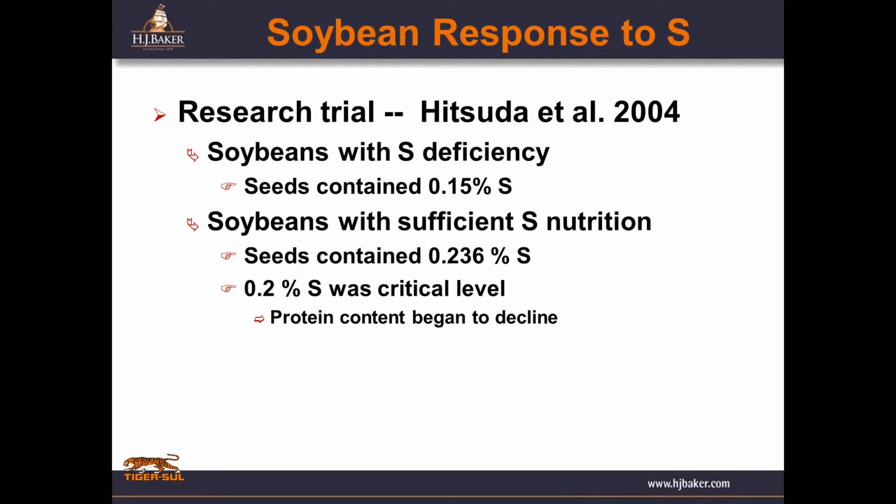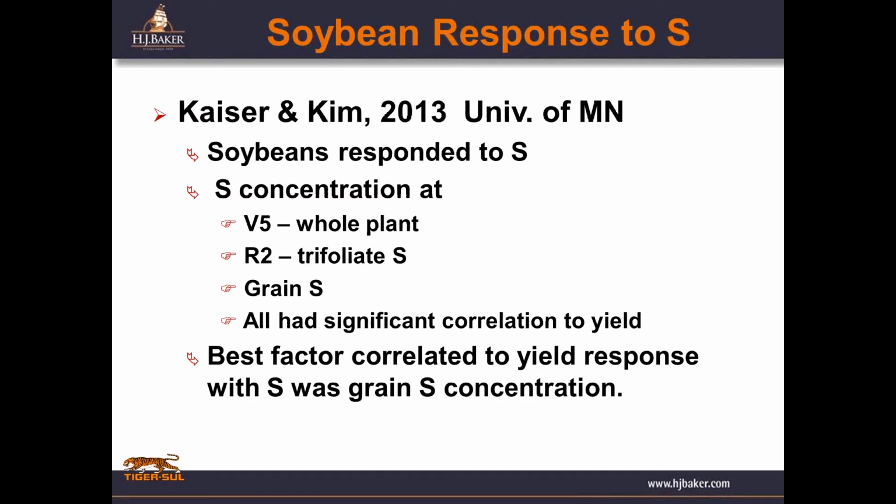Kaiser and Kim at the University of Minnesota in 2013 conducted some soybean research evaluating response to sulfur, and they concluded that the sulfur concentration at V5, using whole plants, and at R2, the trifoliate, the sulfur content, and the grain content of sulfur, all had a significant correlation to yield. They concluded that the best factor correlating yield to response with sulfur was actually the grain sulfur content. So here again, going back to using that sulfur content in the grain, relating that to a soybean response.